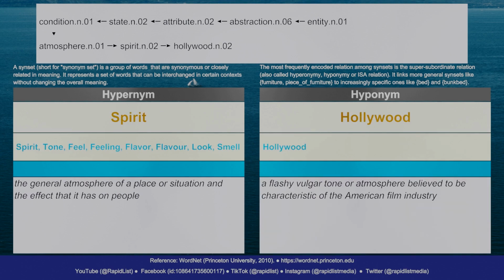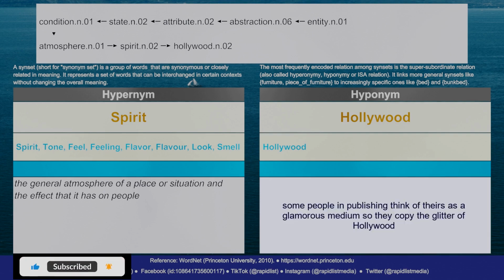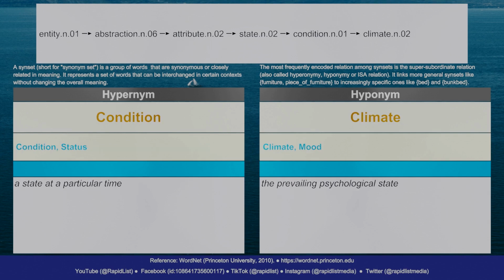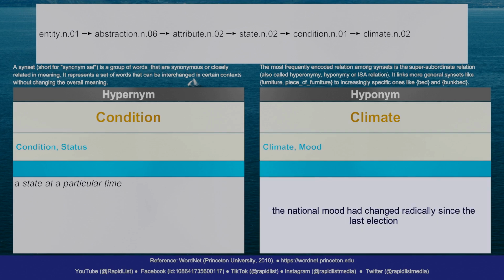Hollywood. A flashy vulgar tone or atmosphere believed to be characteristic of the American film industry. Some people in publishing think of theirs as a glamorous medium, so they copy the glitter of Hollywood. Zeitgeist. The spirit of the time, the spirit characteristic of an age or generation. Climate. The prevailing psychological state. The national mood had changed radically since the last election.